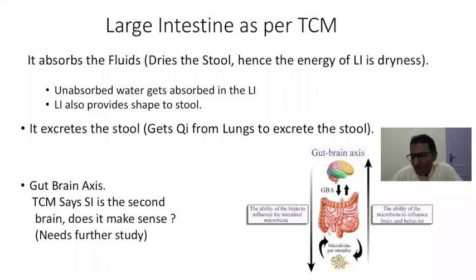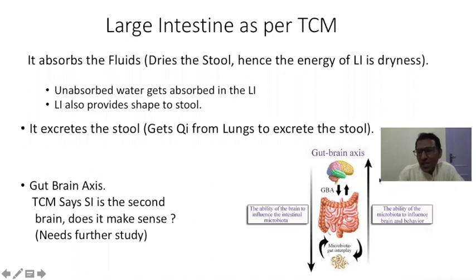When I was trying to think of this, there is a concept in Western medicine also. I am not very sure on this, but there is a concept called gut brain axis. It tells that the ability of the brain to influence the intestinal microbiota, and the inverse of that, the ability of the microbiota to influence the brain and the behavior. So it is a two-way communication where the brain communicates with the gut and the gut communicates with the brain.